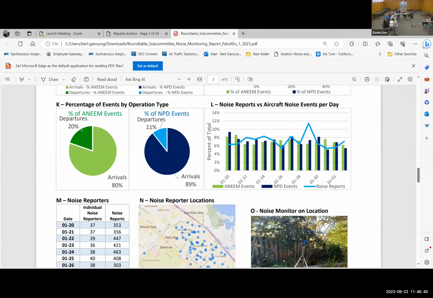And then here's where you can look at departures versus arrivals comparisons for NEEM versus NPD. Here, we've overlaid on the green NEEM and dark blue NPD table the number of noise reports. A lot of people are fairly certain that the number of events will match the number of noise reports. I can assure you in my 25 years here, rarely do they match up. And this event day here on the 30th was just one that you can't explain by the operations numbers based on what you're seeing.